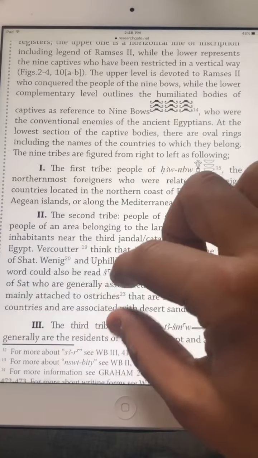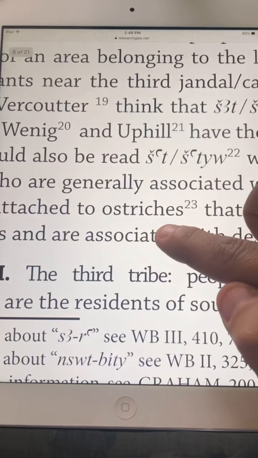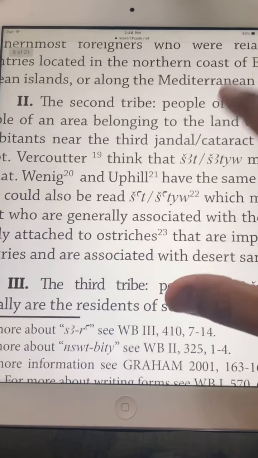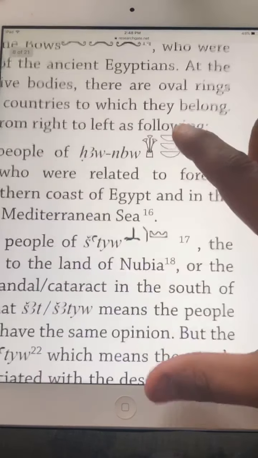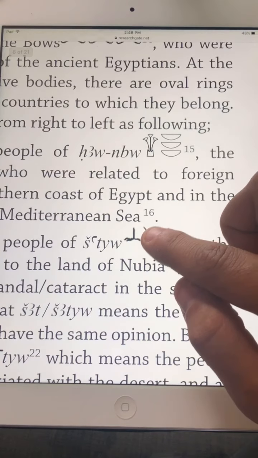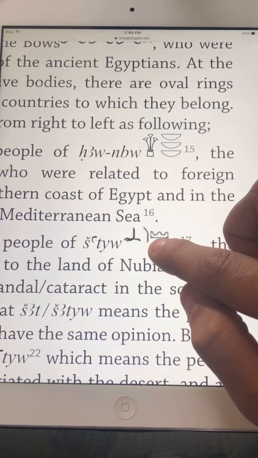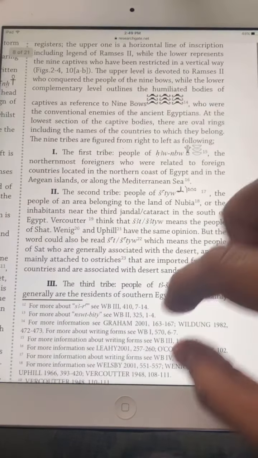So do you hear? This is very important. Ostriches, you know, the ostrich is a type of bird. I'm sure you all know what it is. It's a big bird that can't fly but can run really fast. Well, right over here is the foot of an ostrich. So this associates them with the animal ostrich, foreign land, and the desert. So that's the second tribe.